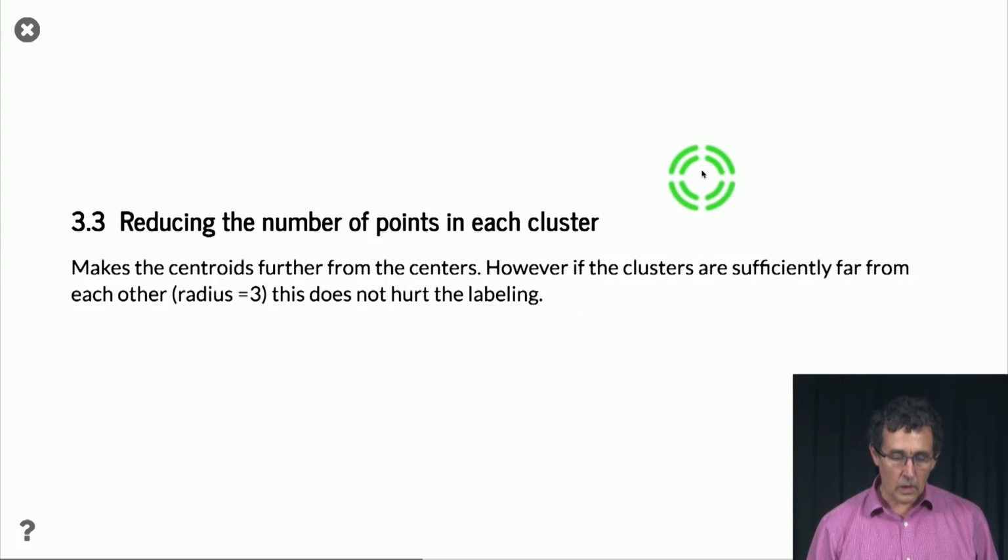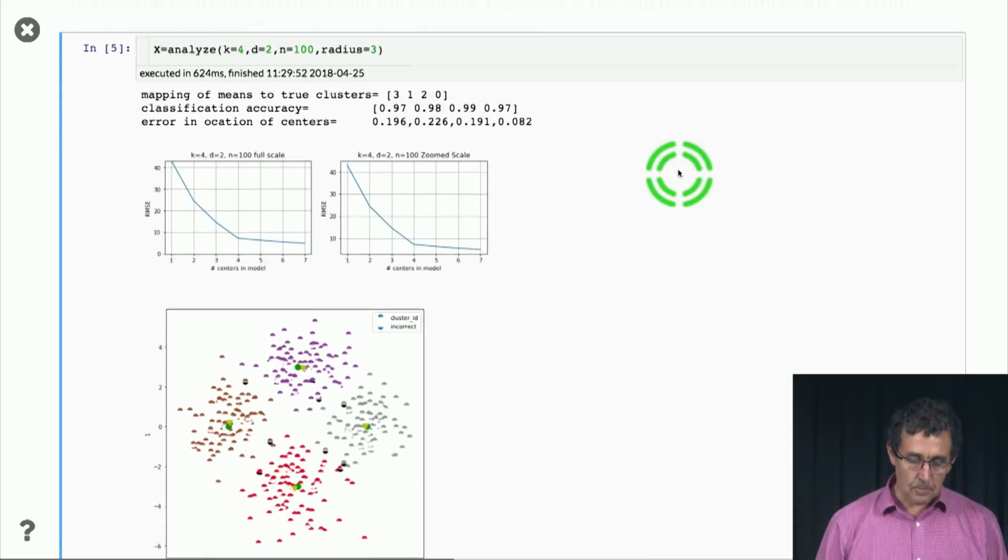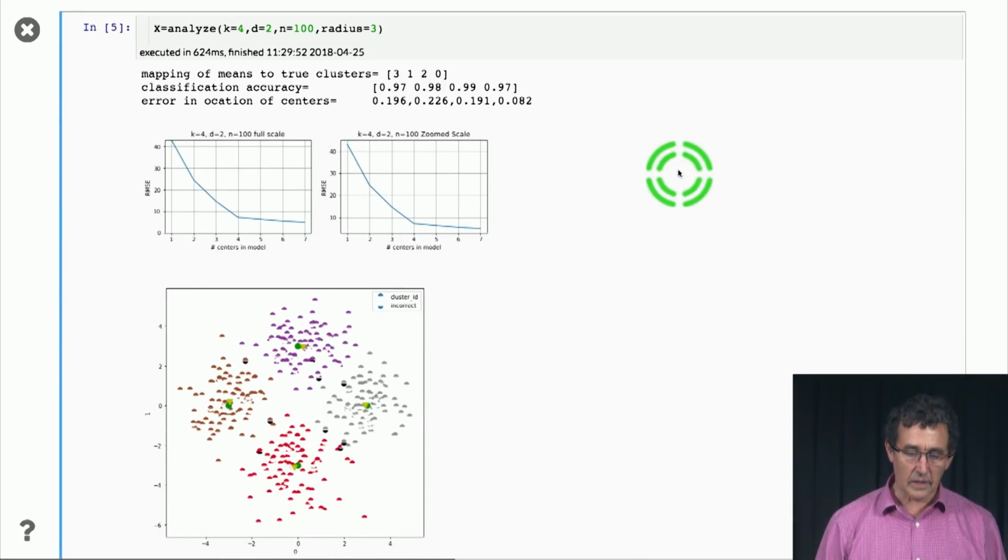So let's see what happens if we reduce the number of points. So we started with 100 points. That gave us very good estimates for where the center of the cluster is, because we take the mean of those. It falls right onto the original center of the cluster. So that's what we had here.